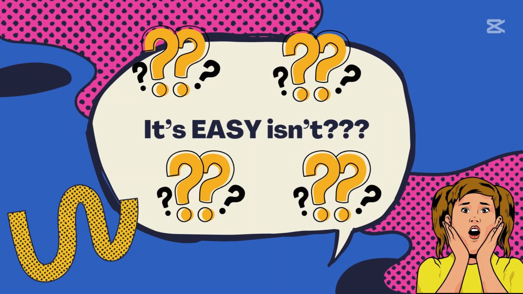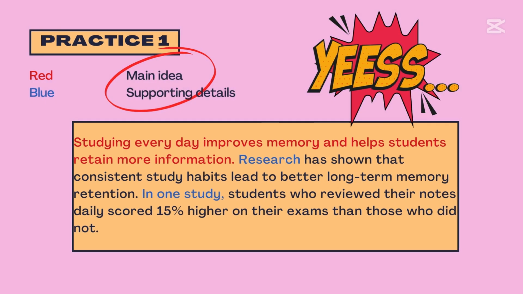So how was it? It's easy, isn't it? Okay, let's break it down together. So the red sentence is the main idea and blue is supporting details. Compare your work with me. Studying every day improves memory and helps students retain more information. So the main idea is that studying every day improves memory. That's it. It's easy, isn't it? What about you? What is your main idea?